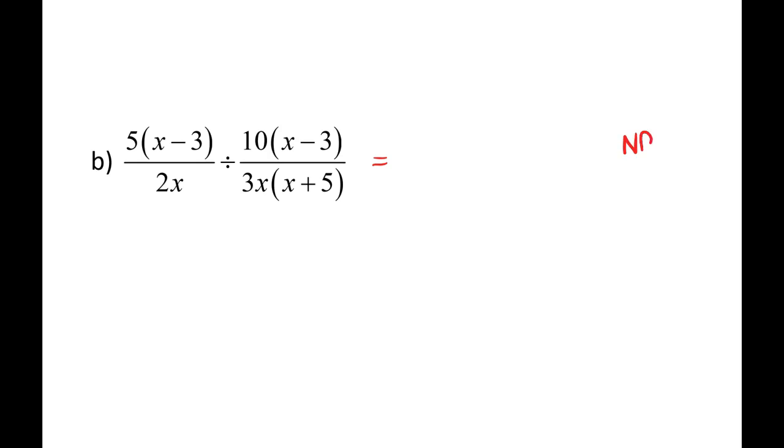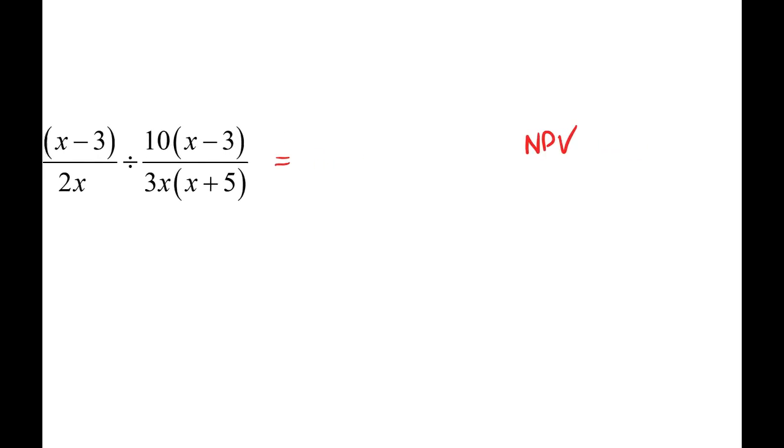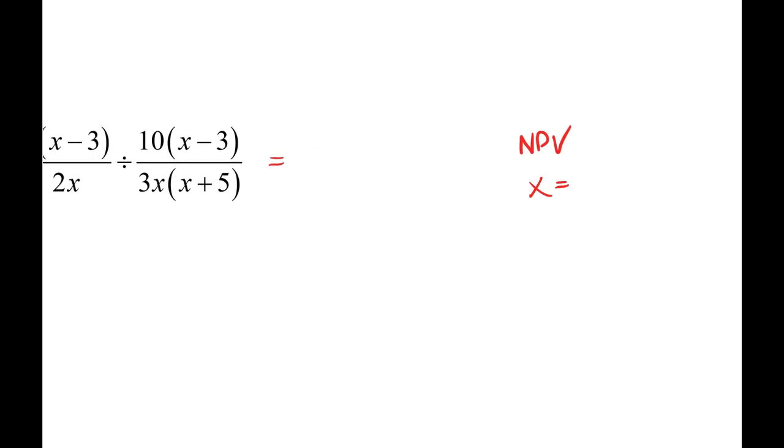Again, a little trick with the NPVs. What can x not be? X cannot be 0. That's from right here and right here. Okay. X cannot be negative 5. That's from right here. X cannot be 3. Put a little star by that one. That might have tricked you. Why can X not be 3?